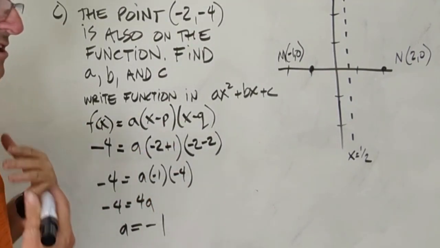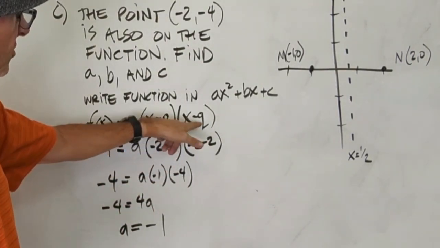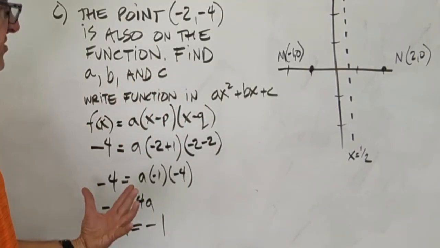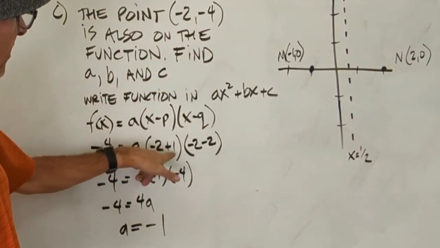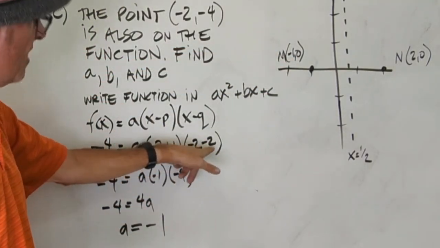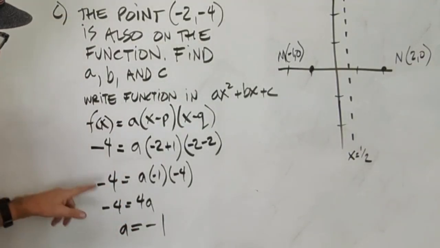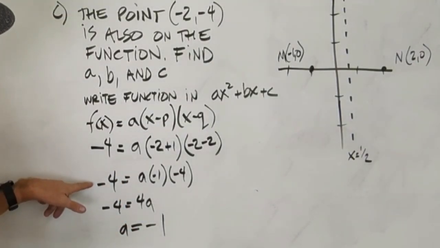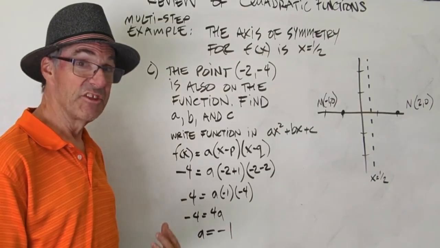Now I'm going to use what I know about intercept form, minus p, minus q. Now remember, we put the numbers in, we change the signs. So this is minus 2 for the x value, plus 1 for that 1 on the intercept, and then minus 2 for this 2 on that intercept. So now what that gives me is this line, crunch the numbers, and I get a equals negative 1. So now I have everything I need.